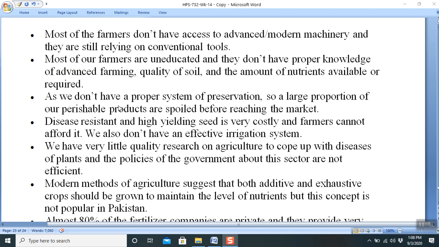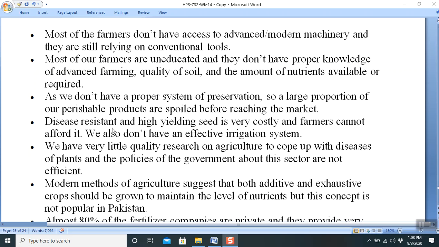Next, as we don't have a proper system of preservation, a large proportion of our perishable products are spoiled before reaching the market. Yes, the hot season and other issues; the proper godowns and proper vehicles that maintain the temperature are not available. And if they are available, they are with the multinational companies like Nestle and Frutella and other companies. They preserve everything properly because they have the money and resources.